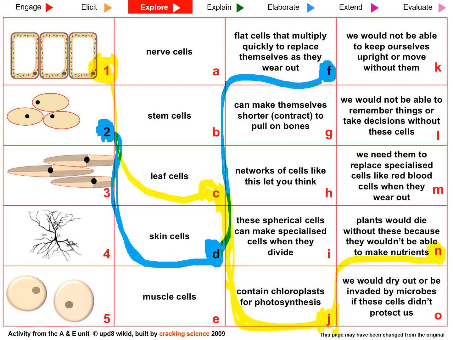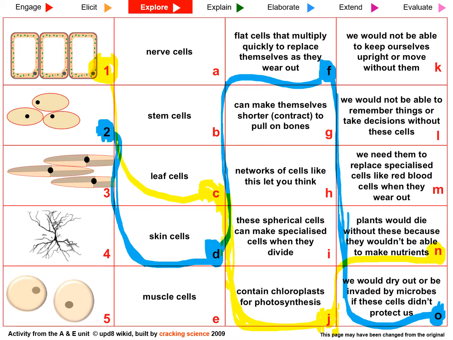And then what would happen if we didn't have them? Well, we would dry out really quickly, wouldn't we? Right? And we wouldn't be able to protect ourselves from microscopic organisms because we wouldn't be protected. So that goes all the way down here to O.